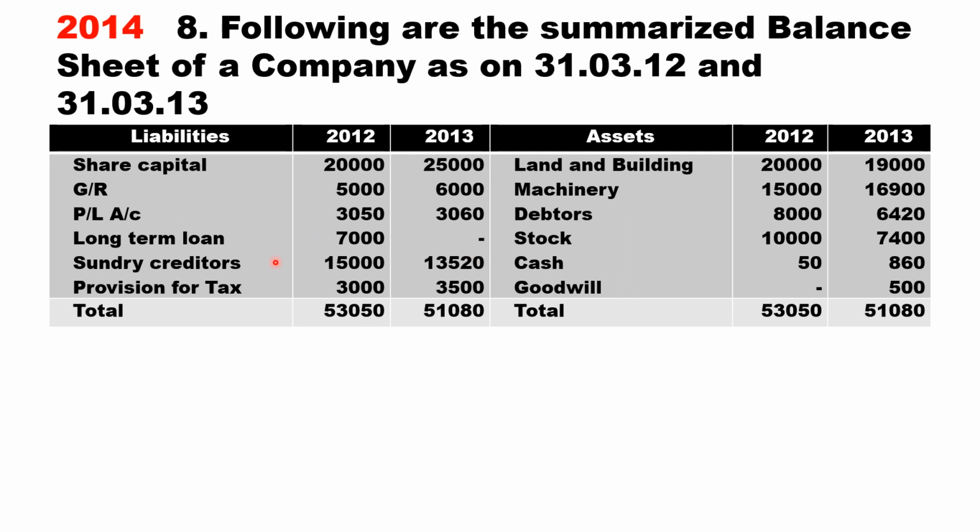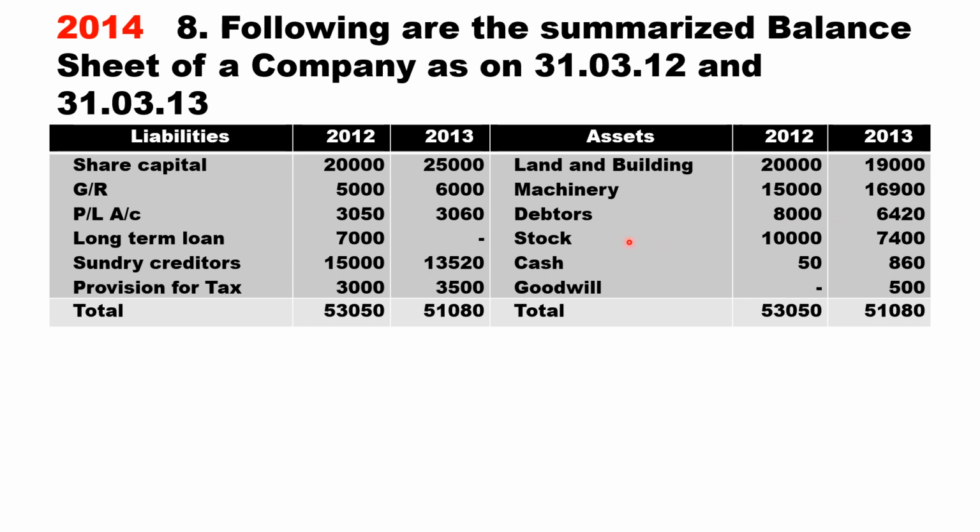Operating activity, there is a decrease in current liability to the extent of 1,480. Operating activity minus. Provision for tax, land and building, and machinery: we have adjustments, we need to prepare accounts. And debtor, operating activity, there is a decrease in debtor to the extent of 1,580. So you should add.